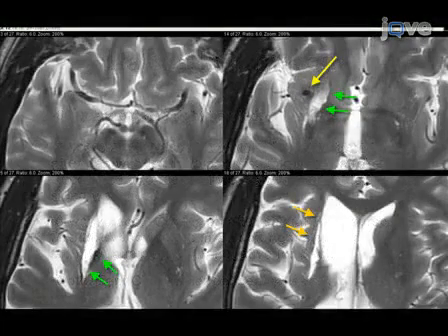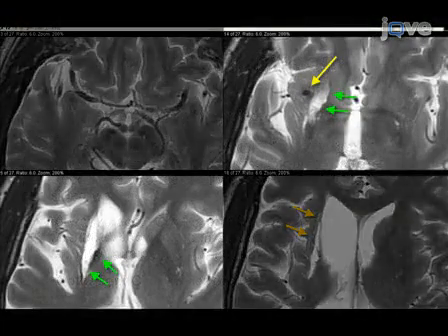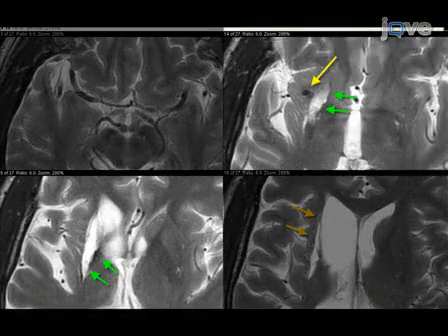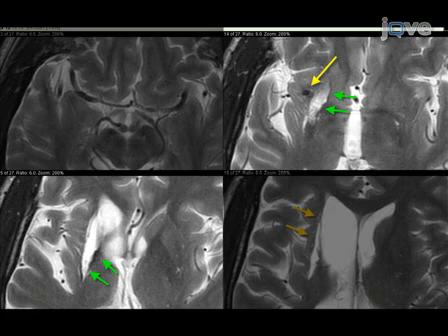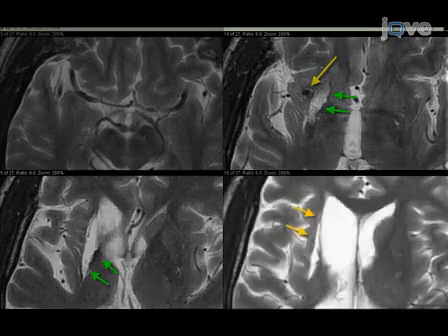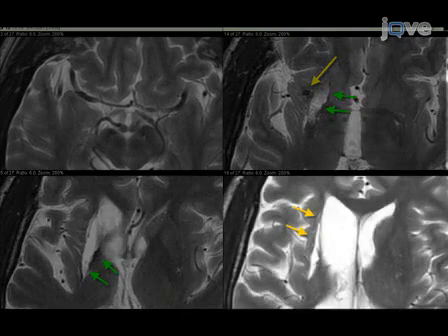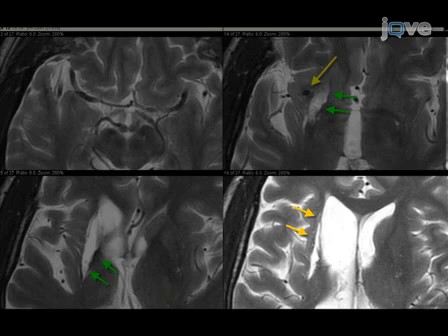This MRI scan shows the areas of prior cerebral infarction as indicated by the green arrows, which mark out encephalomalacia in the right lentiform nucleus. There is concomitant expansion of the right lateral ventricle as indicated by the orange arrows in the right lower panel.